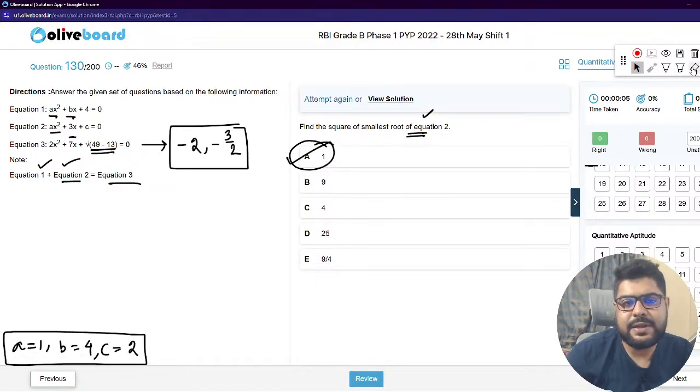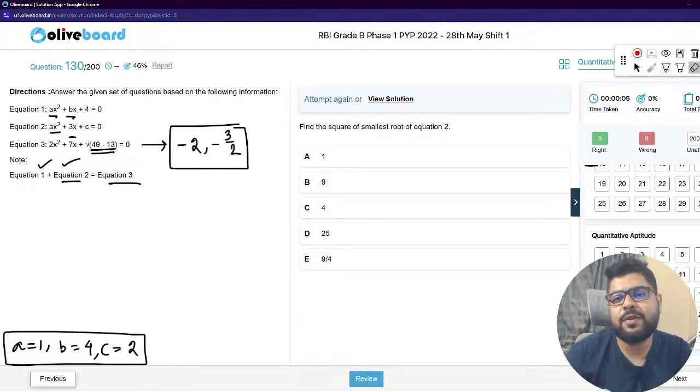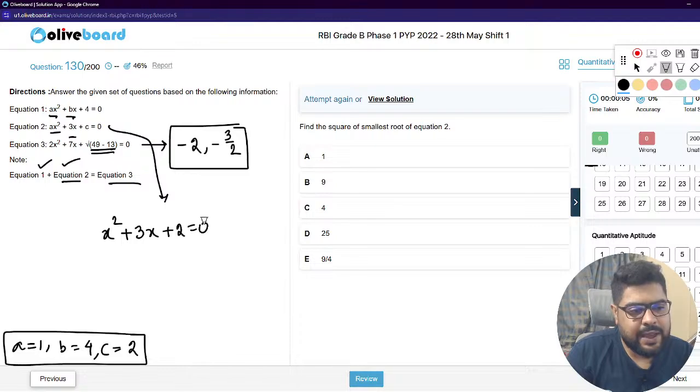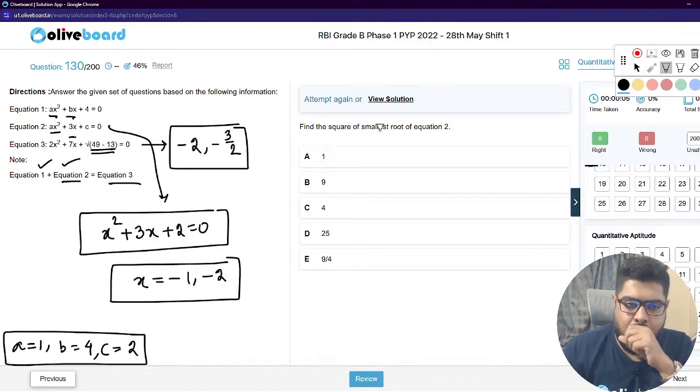Yeah, you see, they're asking the square of the smallest root of equation 2, meaning I need to figure out the equation of the roots of equation 2. Now put the value of A, B, C. A is 1, sir, that means it is x square plus 3x plus C is 2, sir. So again, sir, it's very simple. X will be -1 and -2 if you just solve it.